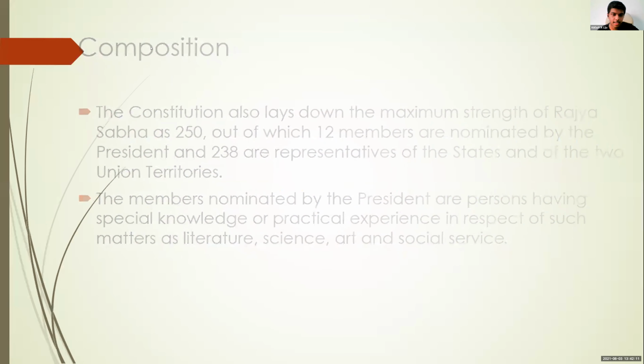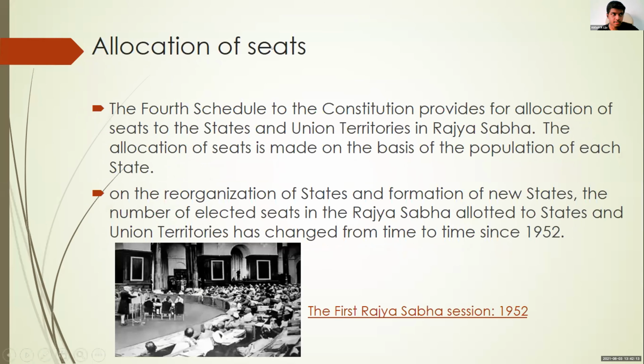And the allocation of seats. As I've previously mentioned, the quota, the allocation of seats is according to the Fourth Schedule of the constitution. The allocation of seats of union territories and states in the Rajya Sabha is based on the population of each state. As I said, if a particular state has a high or lower population, the number of seats they get differs accordingly.